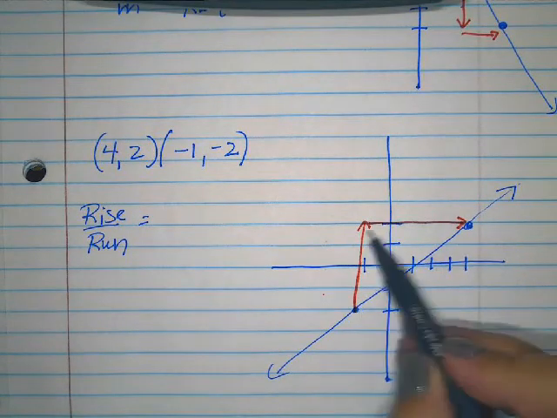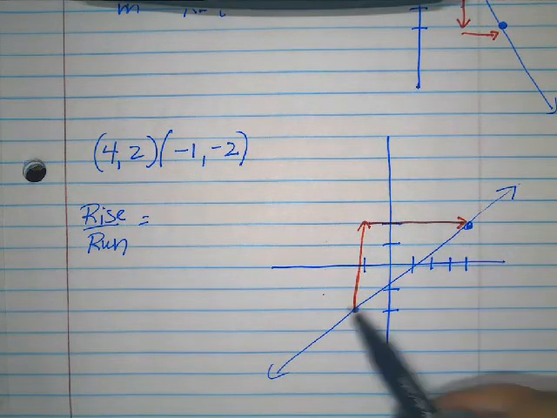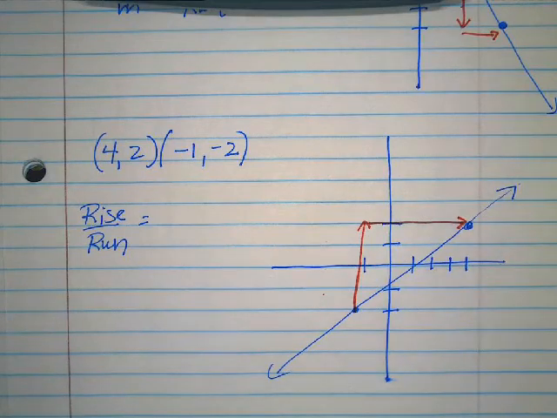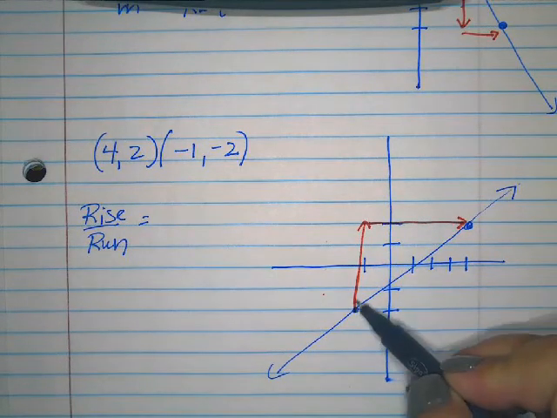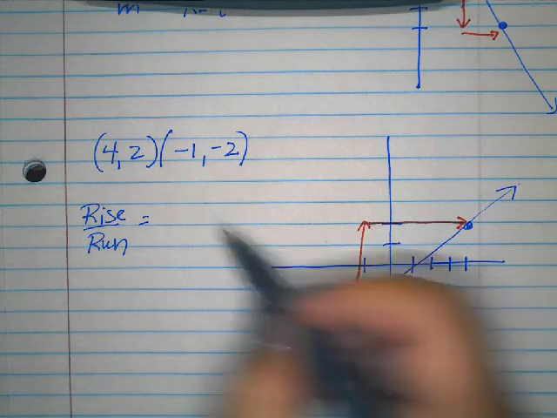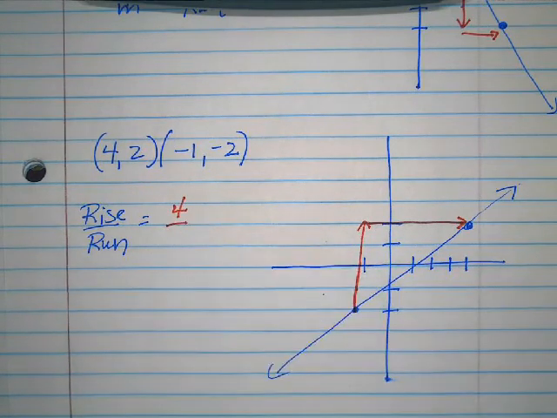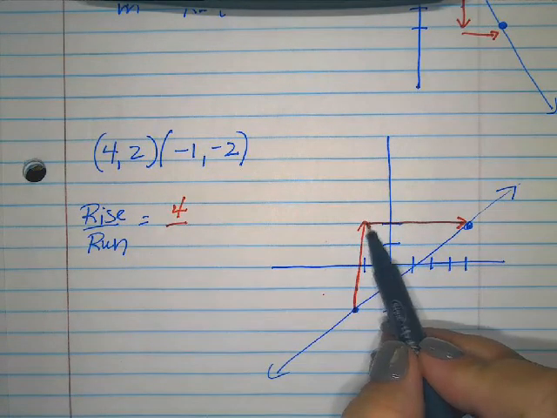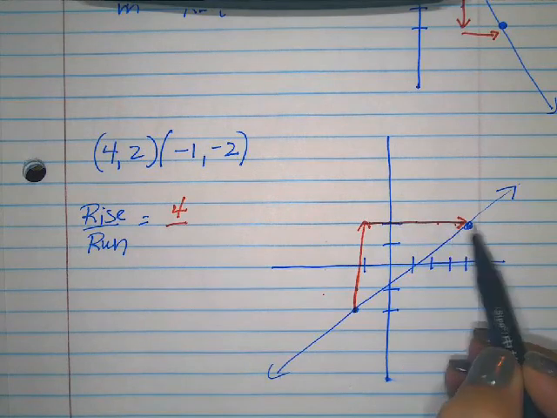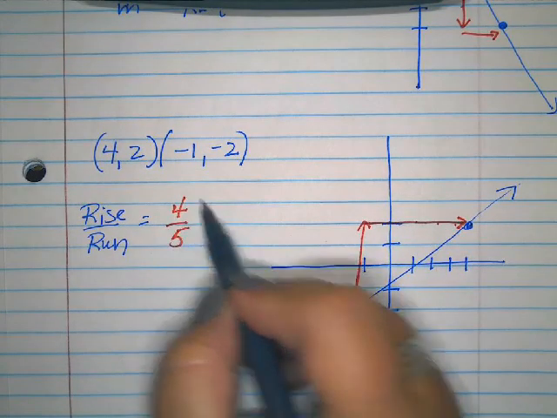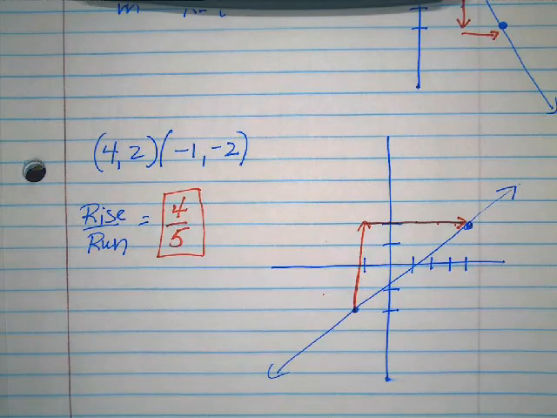Remember, these are like stairs. That's what slope is all about. It's like these little stairs that can travel. So how many do I go up? 1, 2, 3, 4. I went up 4, and then I traveled over 1, 2, 3, 4, 5. And that's how we count slope.